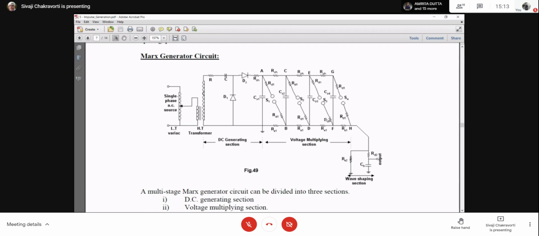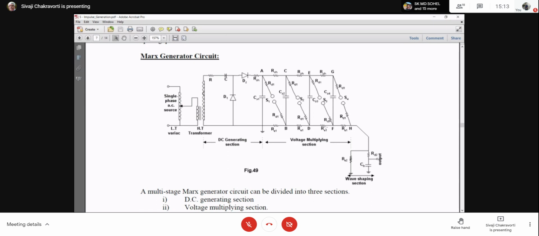We will set them accordingly so that D1 is slightly less than D2, D2 is slightly less than D3, D3 is slightly less than D4, which means D1 will be the lowest value of the gap distance and D4 will be the highest value. And they should be such that D1, the lowest value, should not break down at the charging voltage of the capacitor. If it is V, then it should not break down at V.